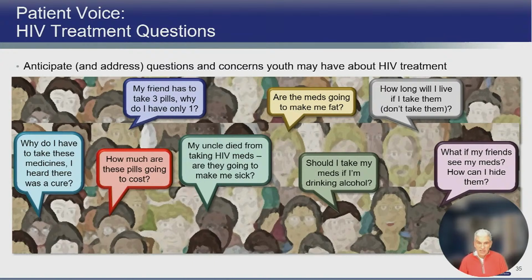Why do I have to take these medicines? I heard there was a cure. How much are these pills going to cost? My friend has to take 3 pills. My uncle died. Are they going to make me sick? Can I take them if I'm drinking or if I'm getting high? Is it going to change the way I look? How long will I live? What if my friends see it? What will they think? These are voices that one has to anticipate and prepare for.